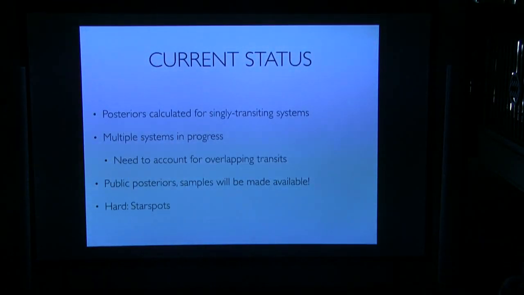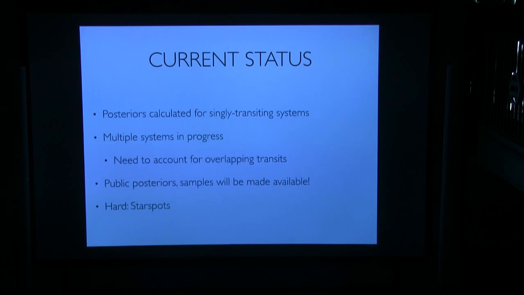So we're done with this for all the single systems, working on the multis. Multis are a little trickier because sometimes you have two planets that transit at the same time, so you need to model them both. And the plan is that we'll put the posteriors online for anyone who wants to use them. And also the raw samples, if you want to reweight them in any way, or if you just want to use those directly. And the current challenge that I'm working on is star spots. And if anyone has any ideas, I'd love to talk to you later.